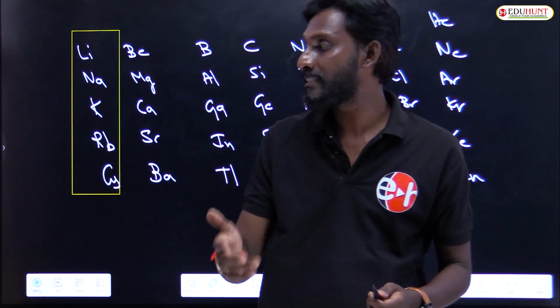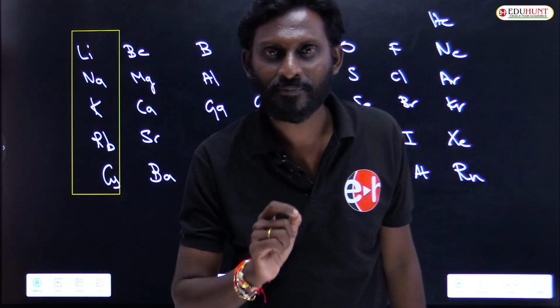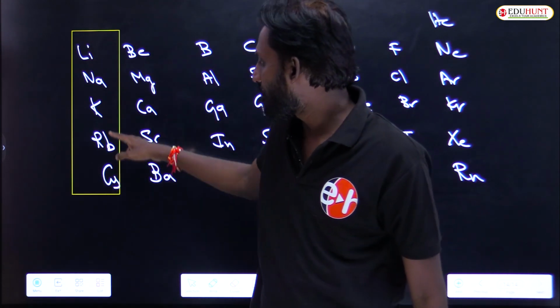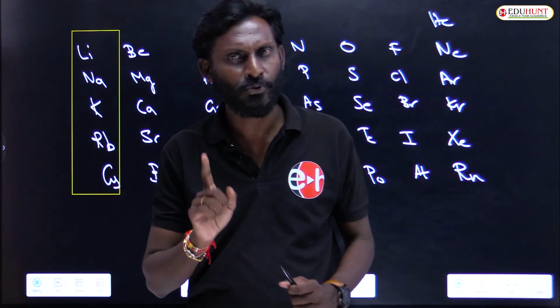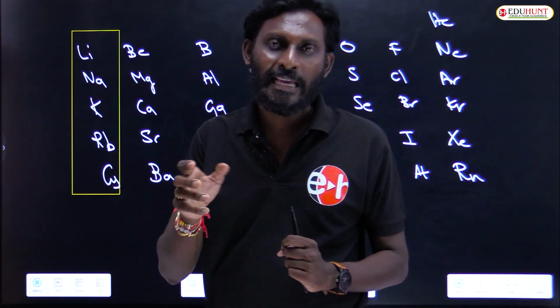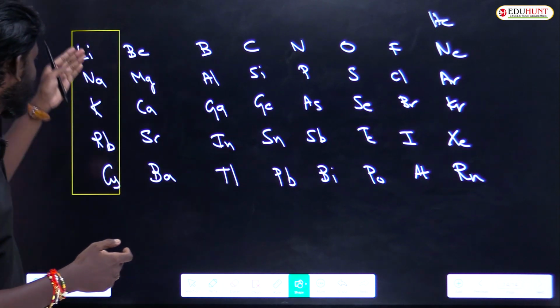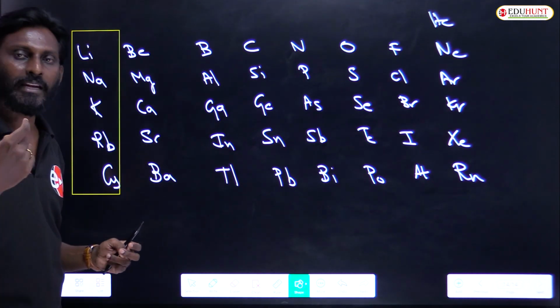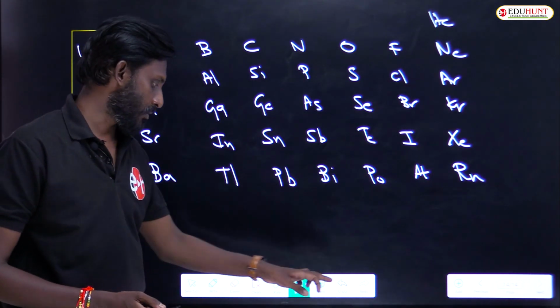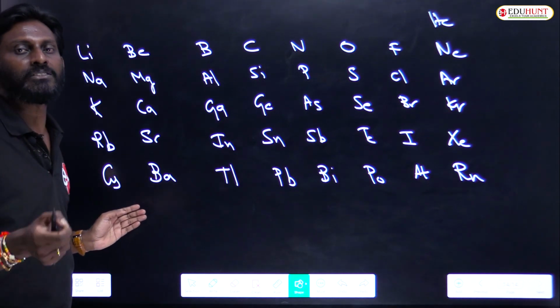On what basis have we placed these elements in one family? Do you know? Because all these elements have the same number of electrons in their valency shell. That means all these elements have the same electronic configuration in the outermost shell. That means all these members have the same valency shell electrons.